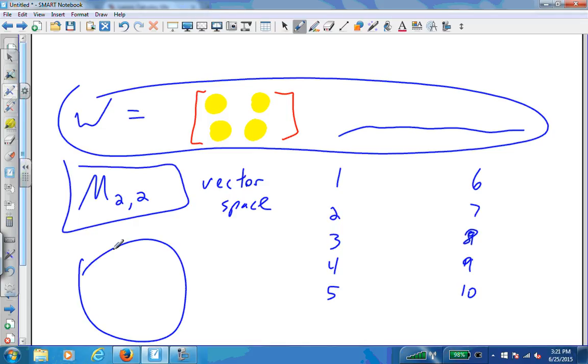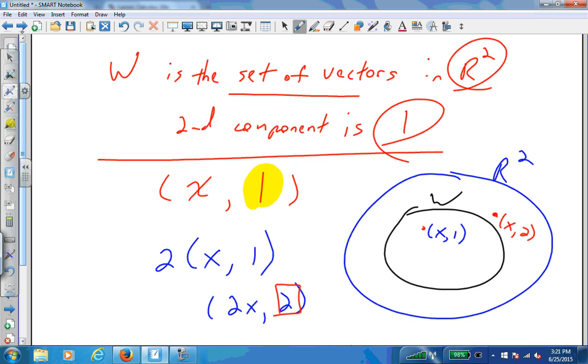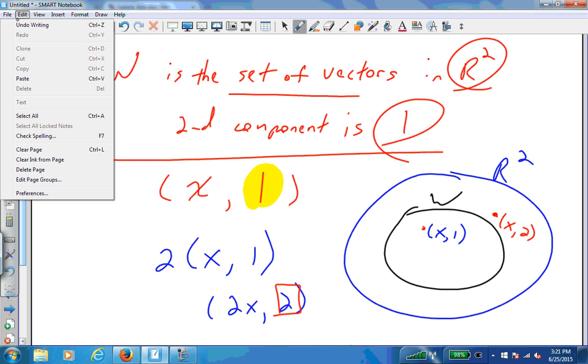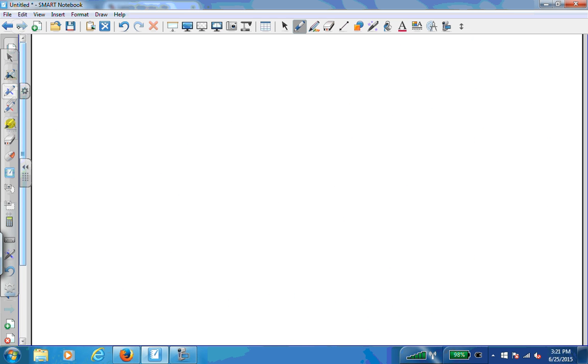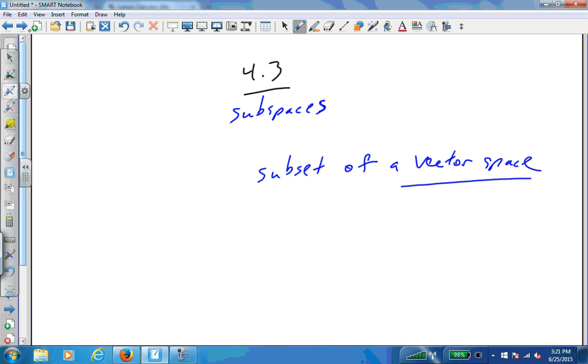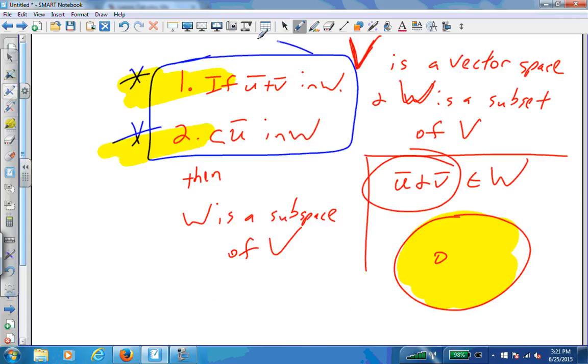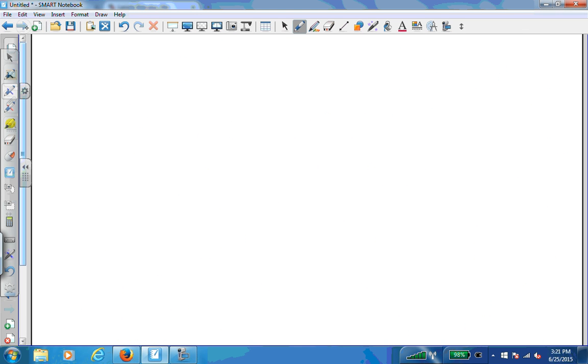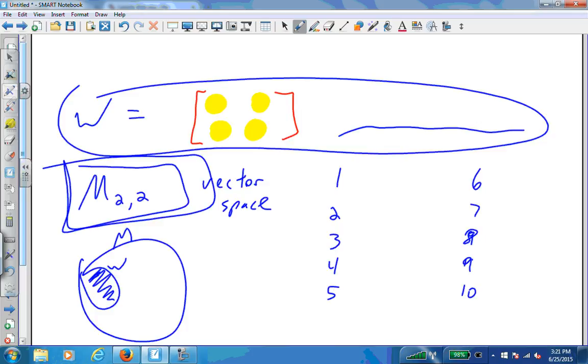So since W is a subset of M22, all we have to do is verify whether or not W holds to these two principles. If W holds to those two principles and it's a subset of M22, then it's also a vector space because it's a subspace of M22. So instead of having to verify 10 different axioms, we have to do 2, which of course is much, much easier.